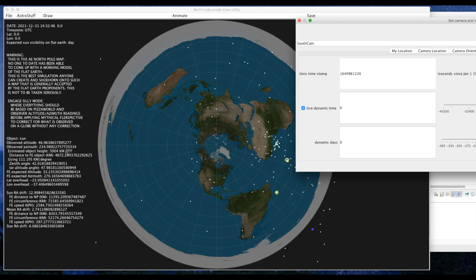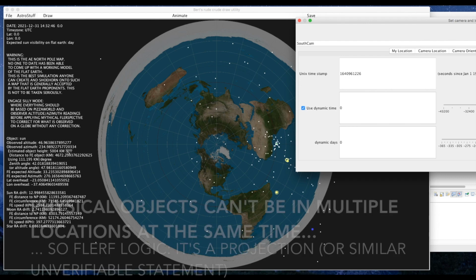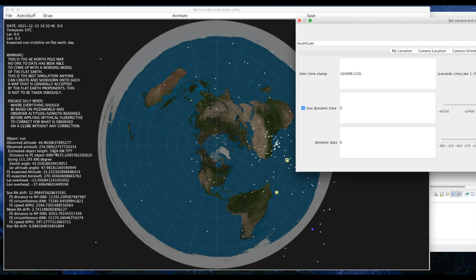So how high exactly is the sun? Is it 5,000 kilometers? There is no consistency as to the height of the sun. There is no consistency at all for the height of anything that appears in the sky if the Earth was flat. So I'm going to use 5,004 kilometers. And based on that, the distance between here and here should be 4,672.209 kilometers.